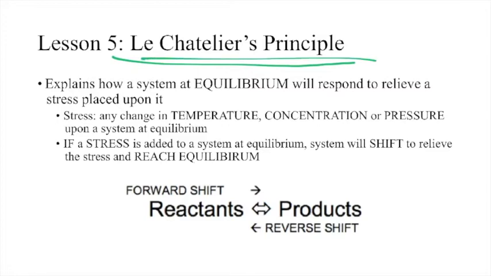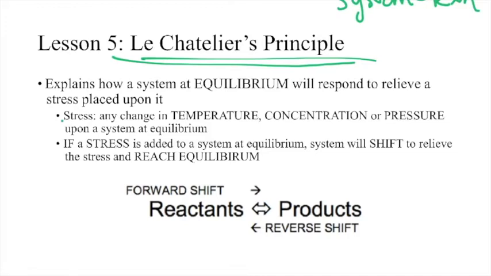So we said a system's at equilibrium. If you remember from biology, whether it was a year ago or 2 years ago, you remember homeostasis. We want to reach homeostasis. We want to reach that balance, right? So systems, remember a system is a reaction. A system wants to be at equilibrium, but sometimes stresses are placed upon that system, and we need to know how it's going to react, and that's where Le Chatelier's principle comes in.